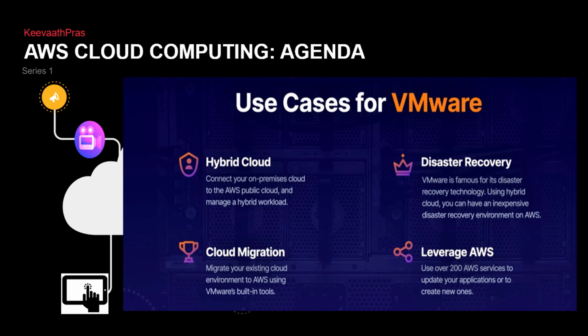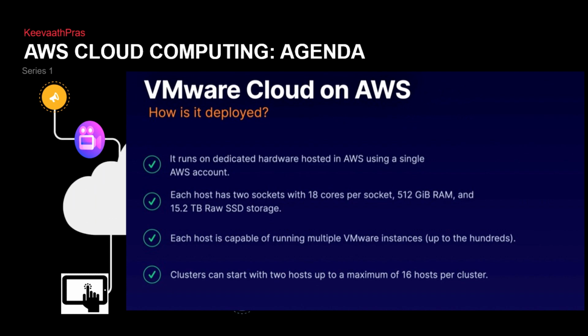Leverage the AWS. The AWS is a big ocean, a mighty ocean these days. So you can use over 200 AWS services to update your applications and create new ones. You can actually see the power of the VMware these days.